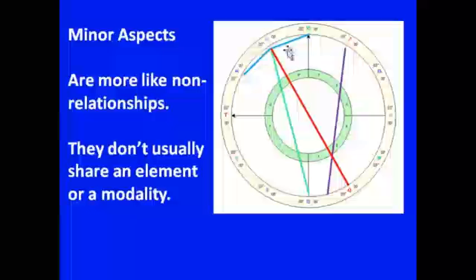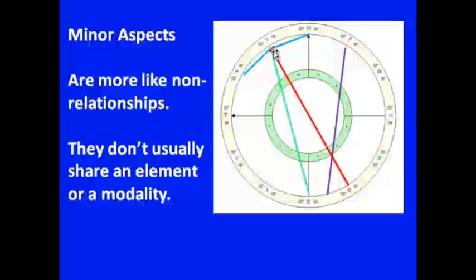And the same thing is if you're sitting here at 0 Aquarius and you're looking straight ahead, you can know that something's sitting beside you, but you can't really see it. So that is the opportunity to understand how these inconjunct aspects are non-relationships, because they don't actually even see each other. And again, they don't share an element or a modality, unless it's a sesquisquare, which of course can, as I showed you before. So these are the minor aspects.